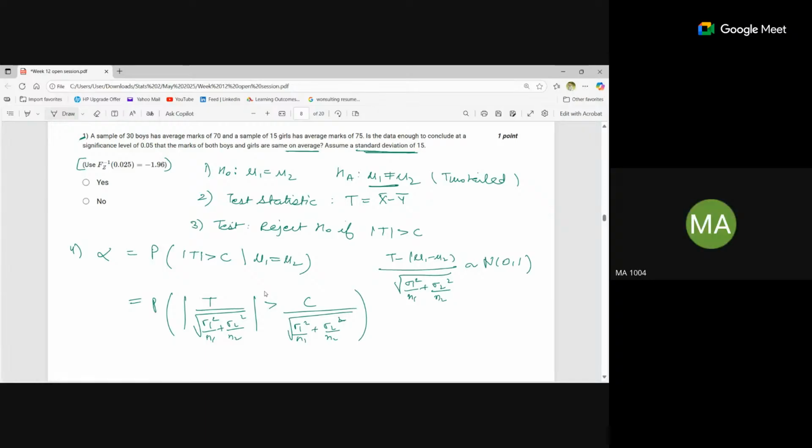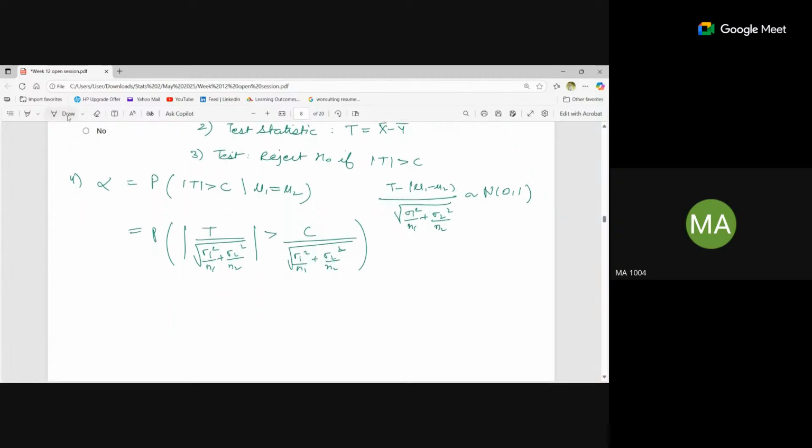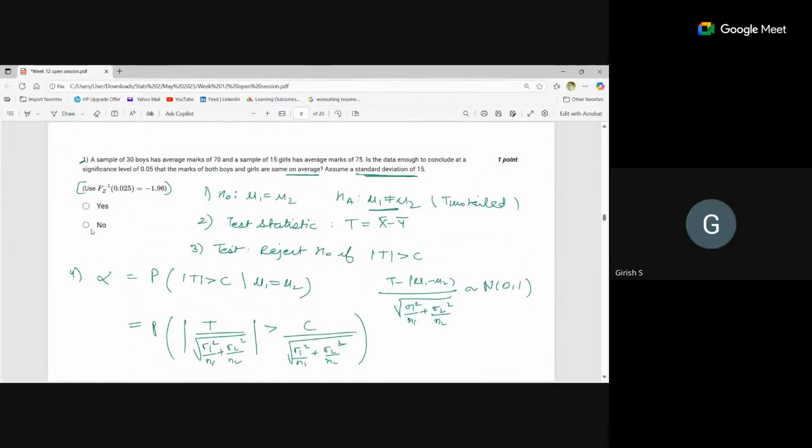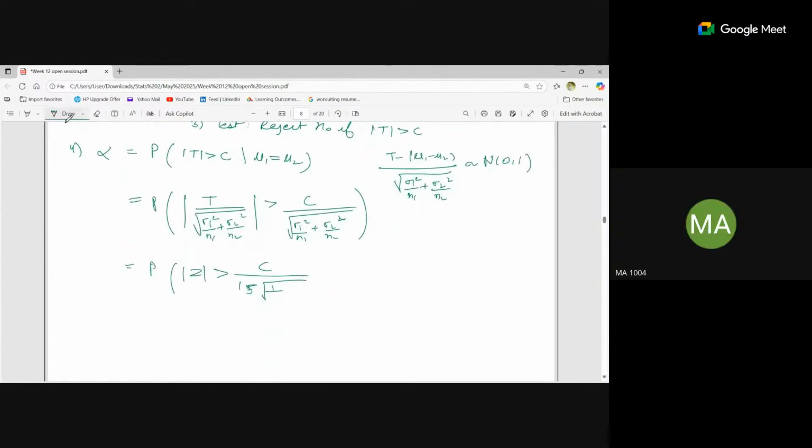$15. It is 15. So the standard deviation for both, sigma 1 and sigma 2, are the same. So I can write this as probability of mod of Z greater than T divided by 15 under root 1 minus... what is N1? 30 and 50. So this will be 30 plus 1 by 50. So this will be probability of mod of Z greater than C under root 10 divided by 50.